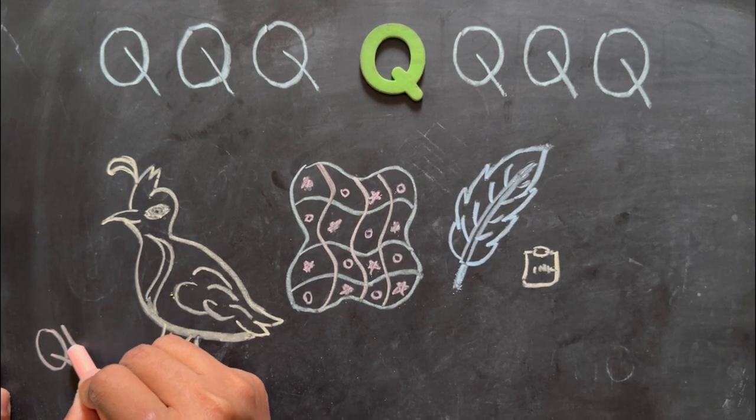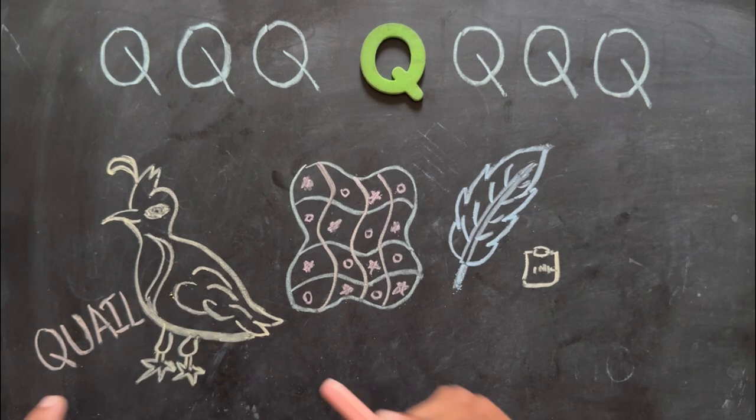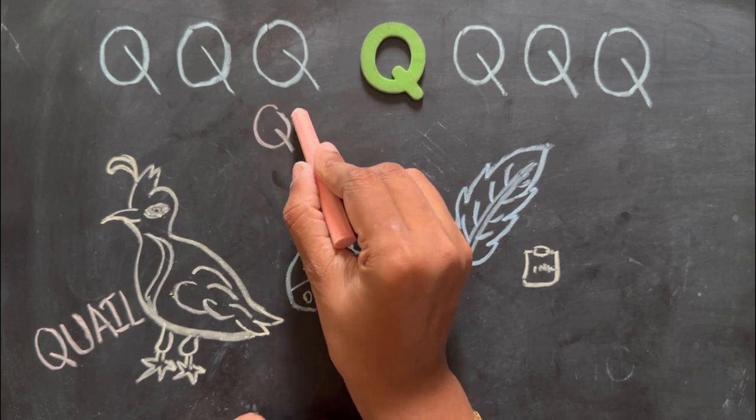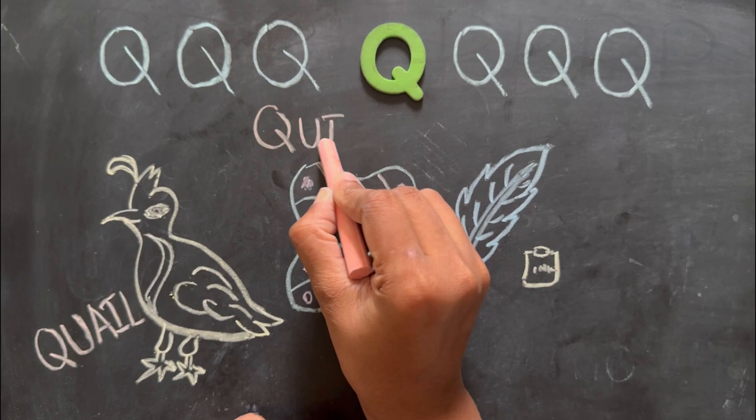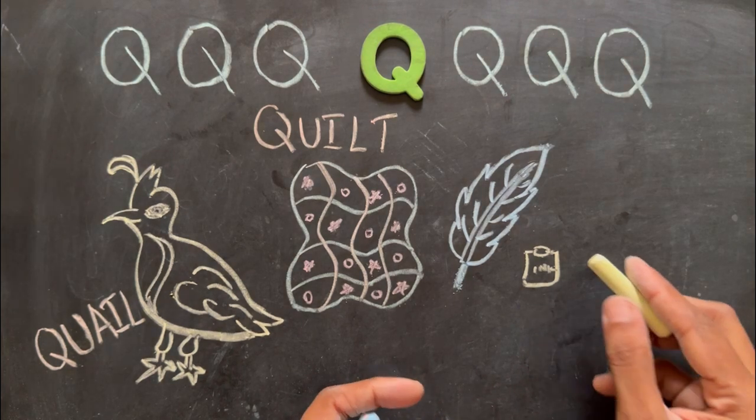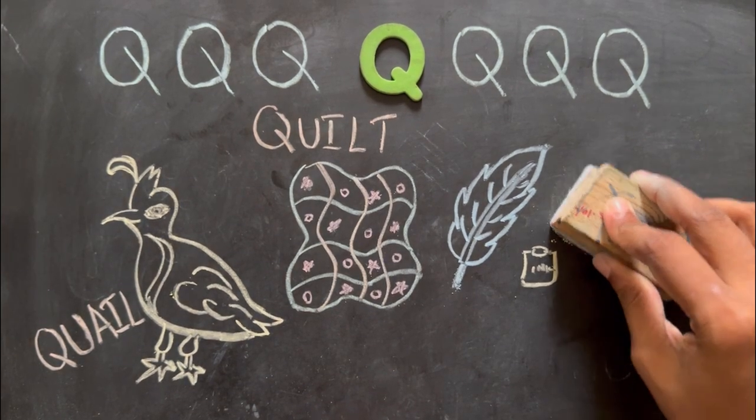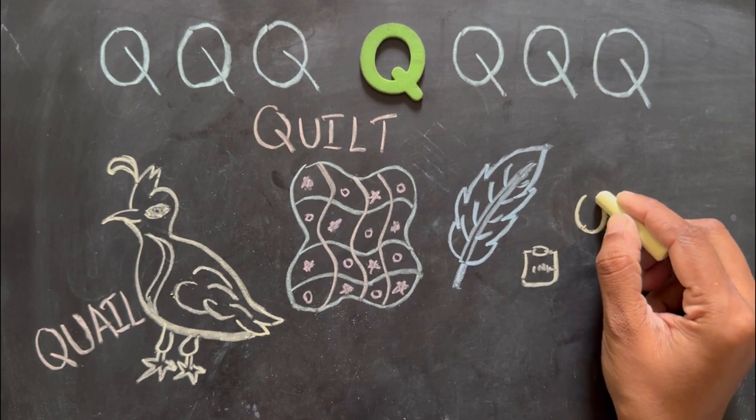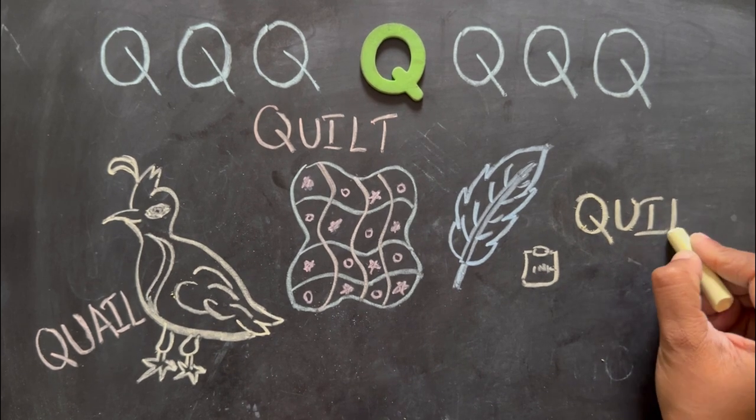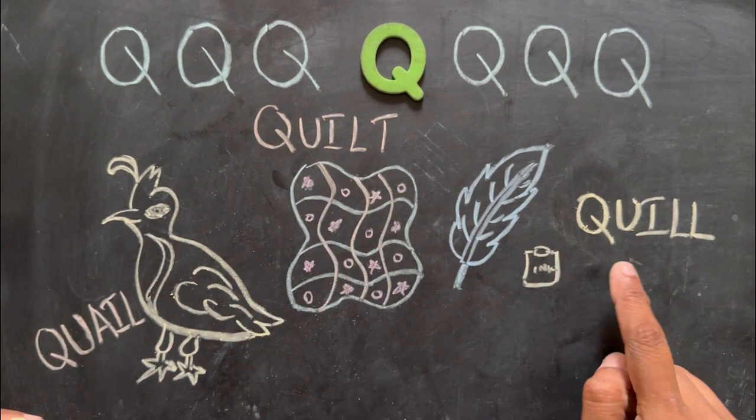Q-U-A, I-L, quill, quilt. Q-U, I-L-T, quilt. Q, I'm sorry. Quill. Q-U, I-L-L, quill. Quill, quilt, quill.